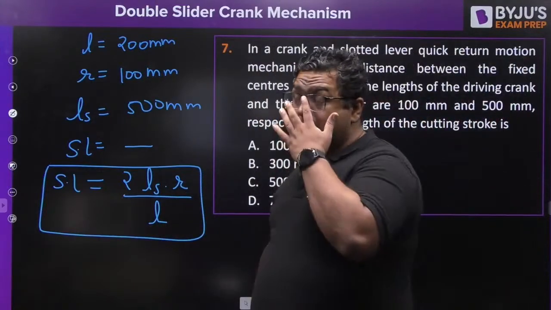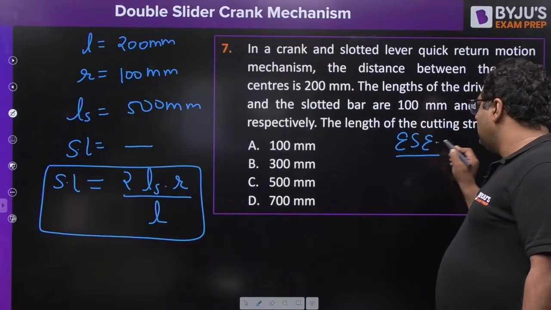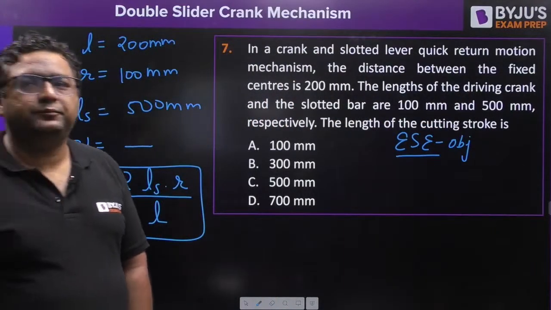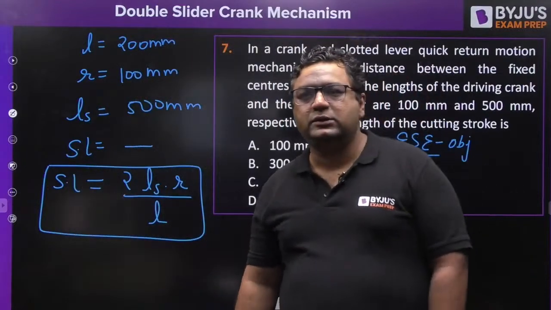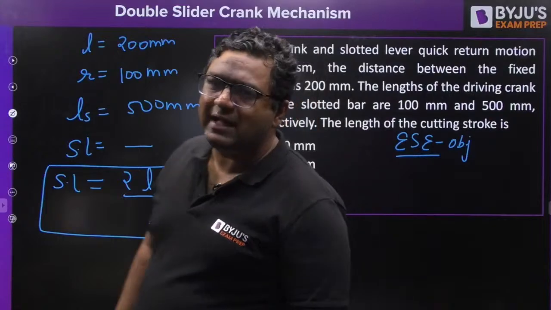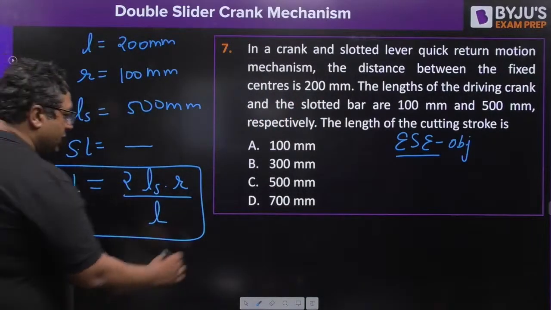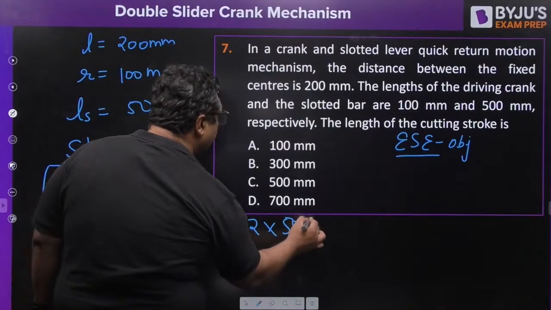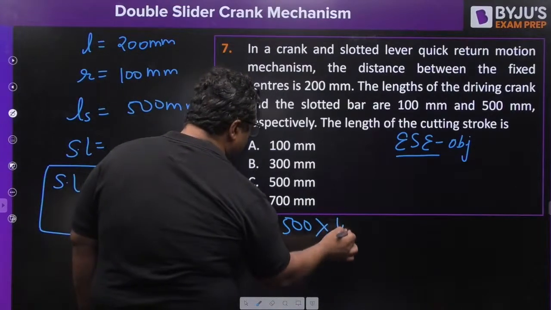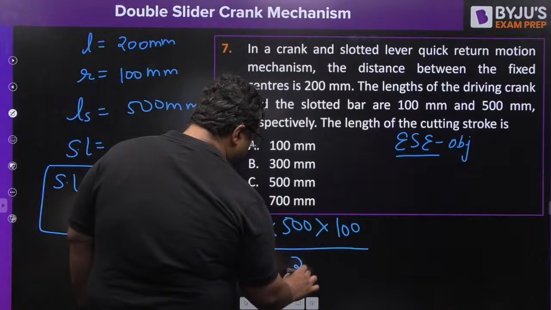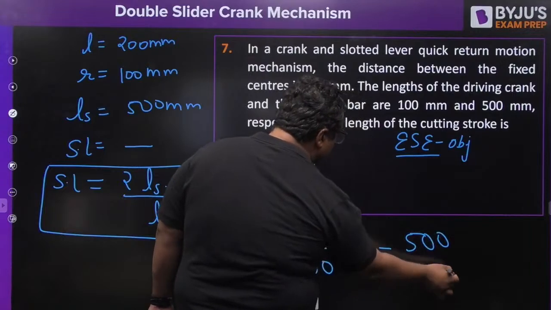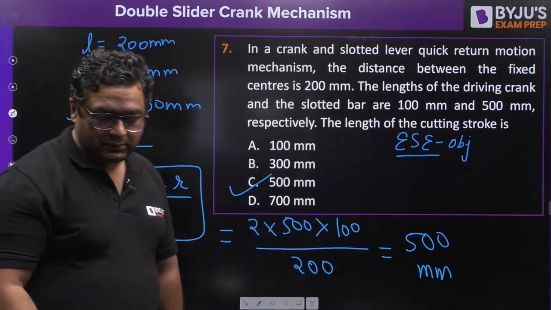Bhavya is saying the answer to be C. This is a question from engineering services, objective. Very good SK blocks. This time also the majority of students are giving the answer as C. Let us see. This is going to be 2 times L_s, the length of slotted bar. Length of slotted bar is 500 into 100 by 200. So you can do this without a calculator, because in ESE calculators are not allowed. Fine guys.